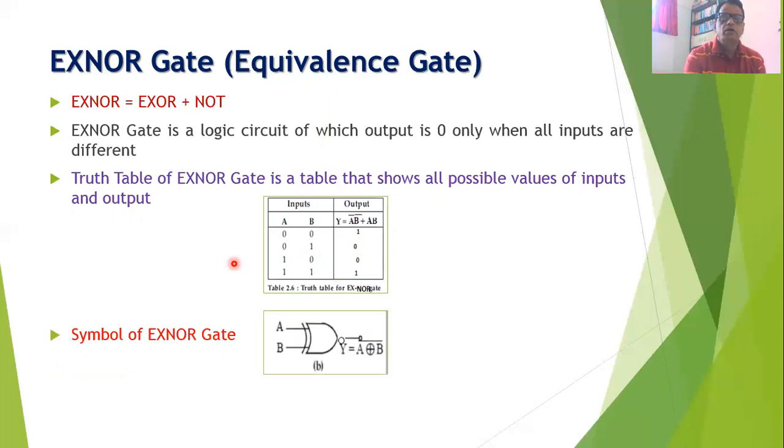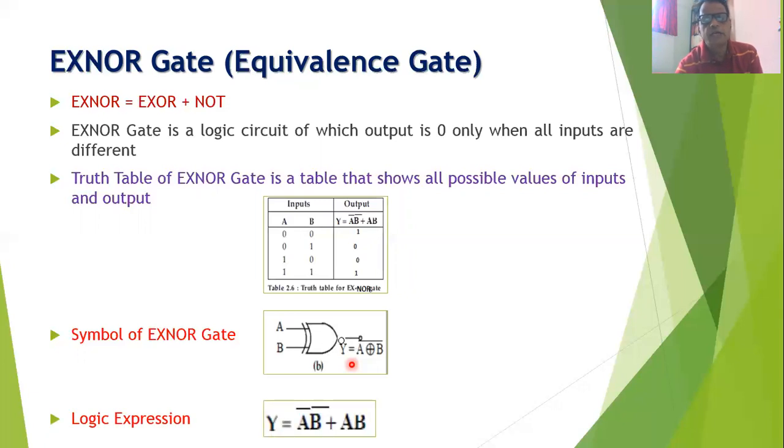Now we can write the symbol for the exclusive NOR gate. The symbol for the exclusive NOR gate is the same as that of the exclusive OR gate with one change only: at the tip of the exclusive OR gate, we put a bubble, and this bubble indicates negation. Therefore, we can write the expression Y is equal to the complement of A exclusive OR B.